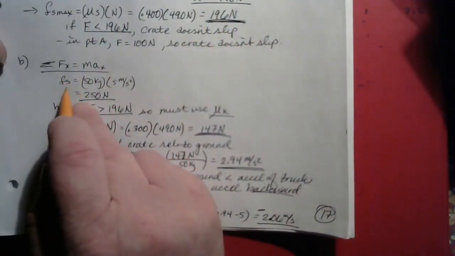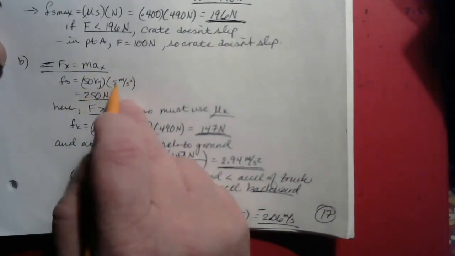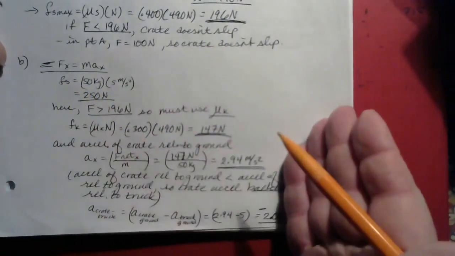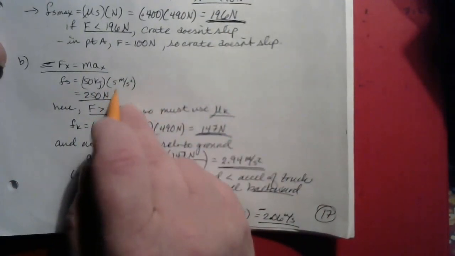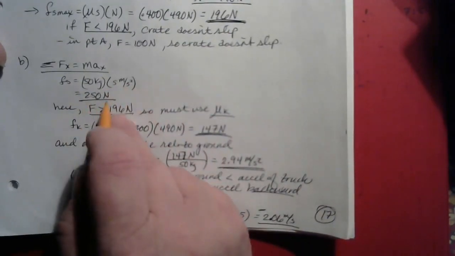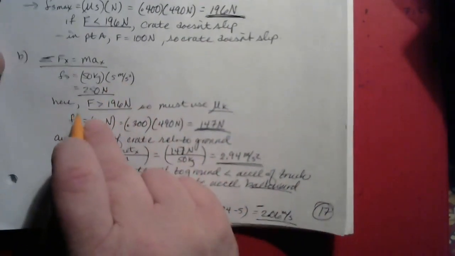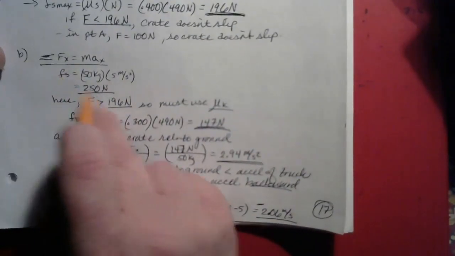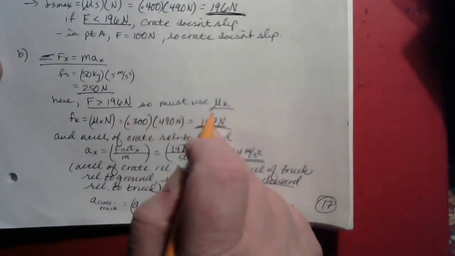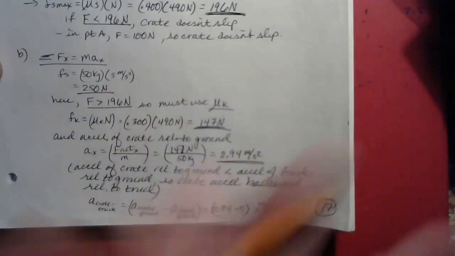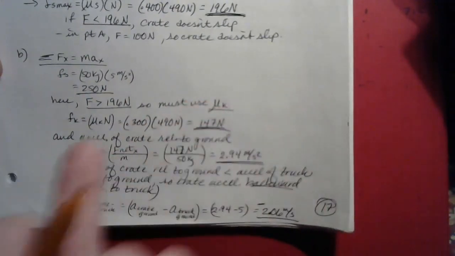In part B, on the other hand, we have to keep in mind the Fs max value of 196 newtons. The actual static friction force on the box will be 50 kilograms times the acceleration, which, if we assume that the box's acceleration is the same as the truck's, this time would be 5 meters per second squared, and that's 250 newtons. In this case, the actual static frictional force is greater than the maximum static frictional force. So that means the box is not static, it's not sitting still, it does slip.